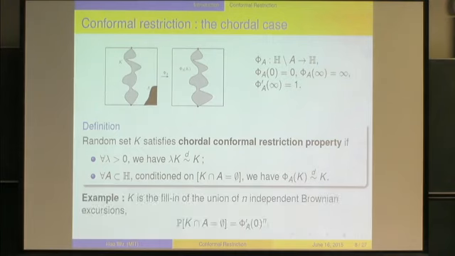And also we know that the union of n independent Brownian excursions also satisfies this property. And we can calculate the probability that if K is the union of n independent Brownian excursions, then the probability that K avoids A is phi_A'(0) to the power n. So at least we know that we have many random sets with this property. At least they are indexed by this integer n. So the next question is, what's the whole family that satisfies these two properties?